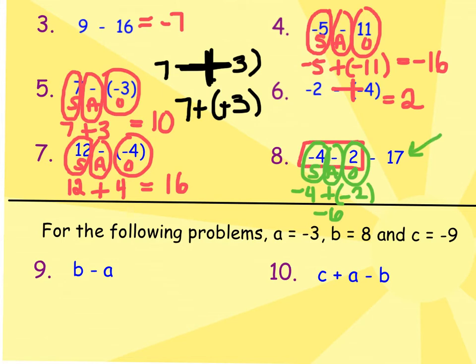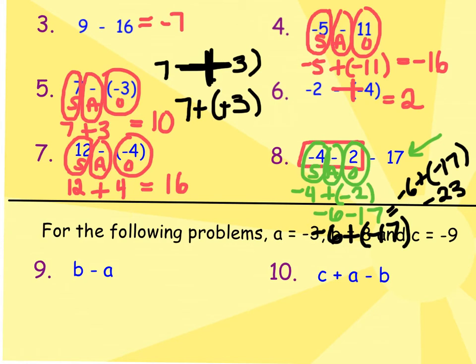Now I need to deal with this -17 at the end. So once again, I'm going to use SAO here, and I end up with -6 plus -17. I'm sorry, that's a little bit hard to read. Let's put that over here. And so then when we combine these, we end up with -23. All right, you're doing a great job so far. Let's finish up this lesson here with numbers 9 and 10.